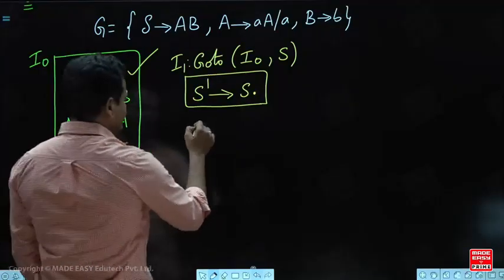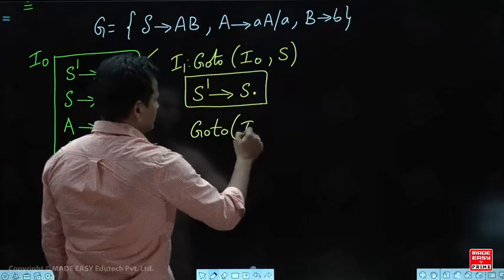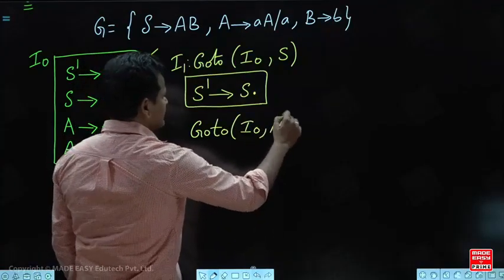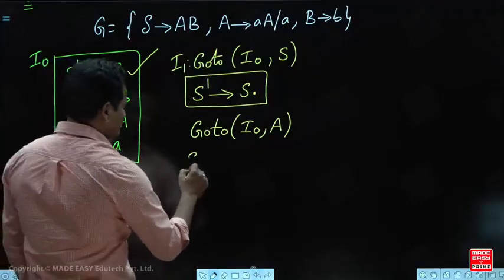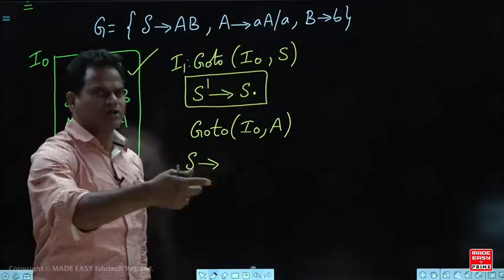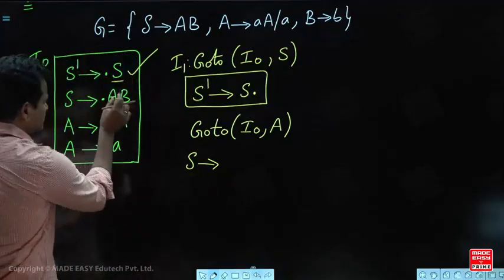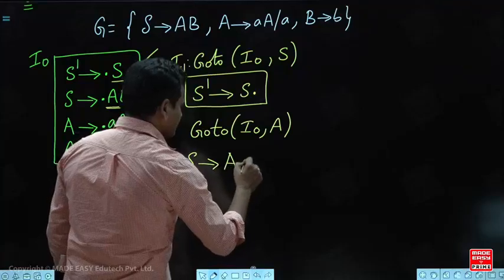A. So for every shift symbol, we must write the go to. Go to of I naught comma capital A. This is capital A. What is the meaning of go to? Whenever you are writing the go to, first move the dot. So first you move the dot. Okay, I will move the dot.